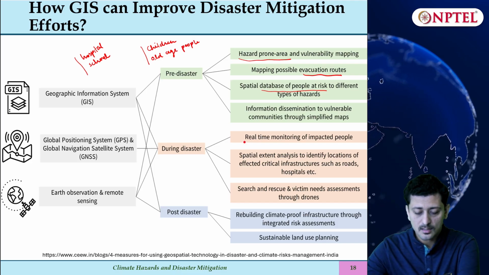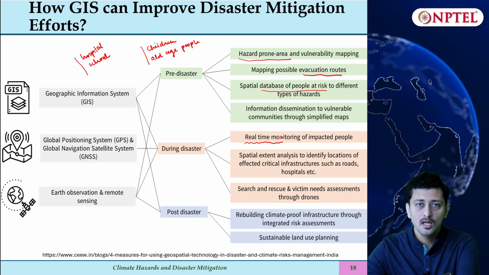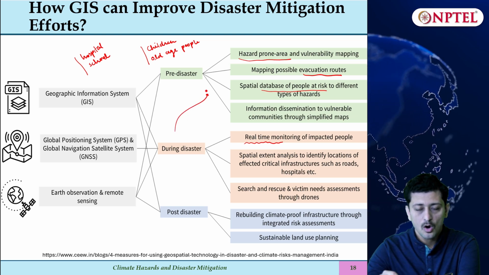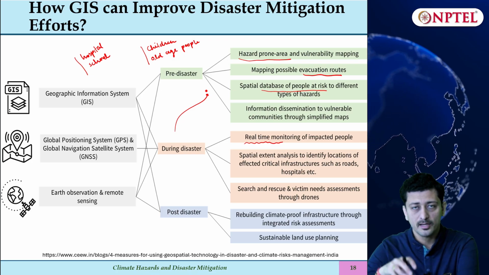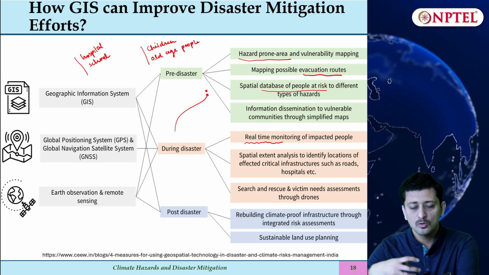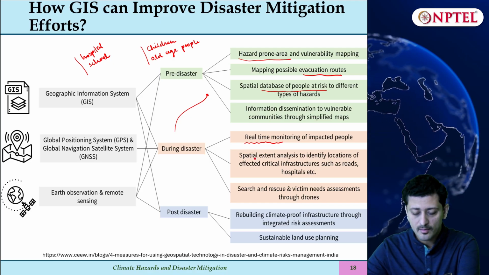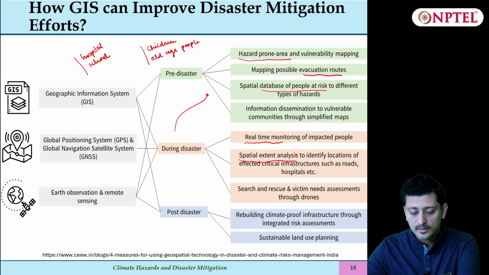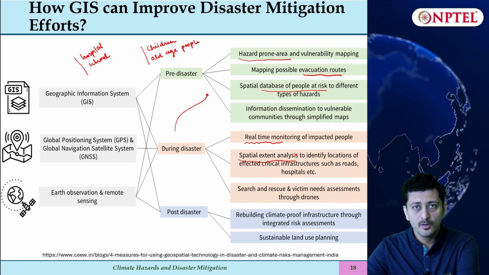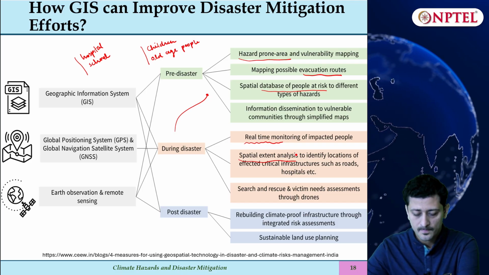Then during the disaster, remote sensing will give us real-time information on how the cyclone track is moving, or which areas are affected by a cloudburst, and what the cloudburst intensity is. That information we can get to gauge the extent of that disaster. Once we know this data, we will find the spatial extent, which locations have been impacted and what critical infrastructure has been impacted by this, and that will help us in relief and rescue operations.